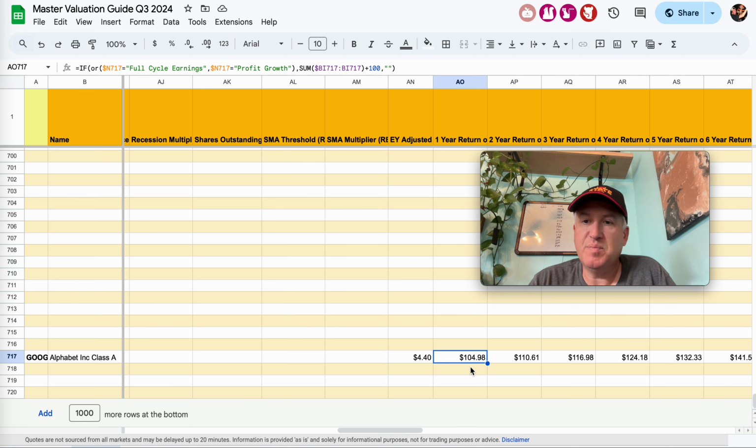Over 10 years, you would earn $92.12 on your $100 investment. So $100 would go to $192. And then I convert that into a CAGR. So you start with 100, you end with 192 over 10 years. This is what the spreadsheet is set up to calculate.